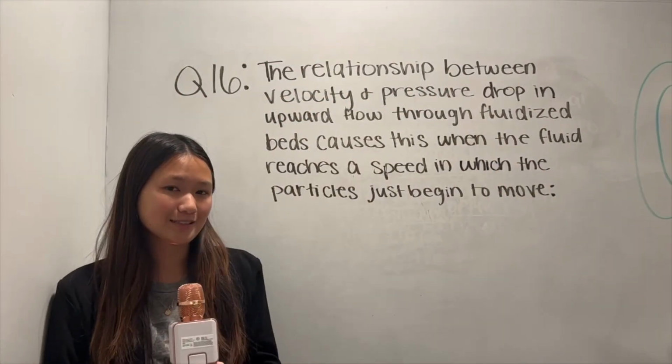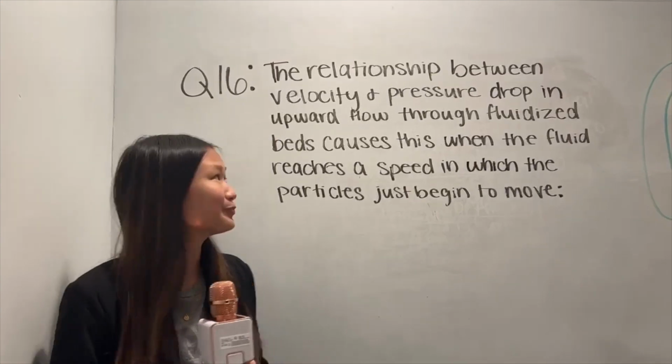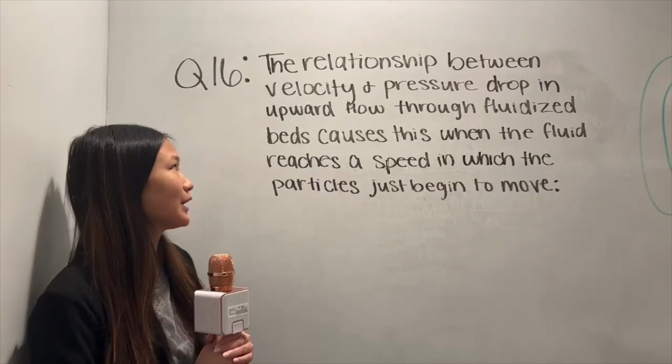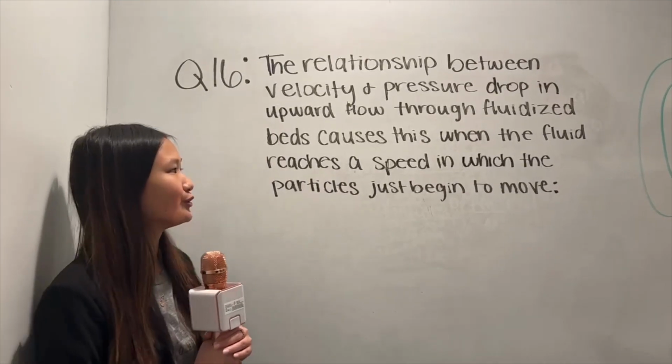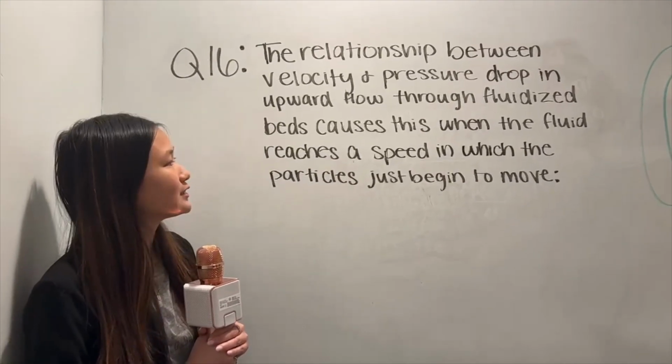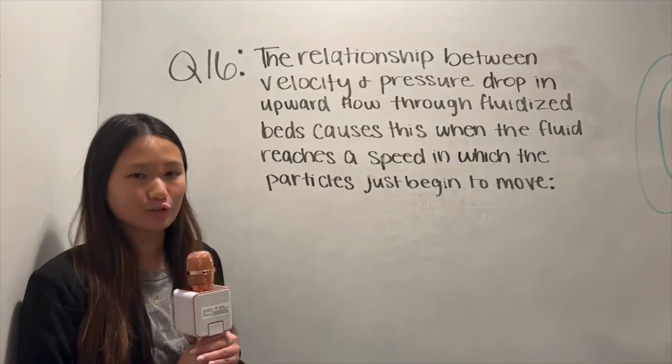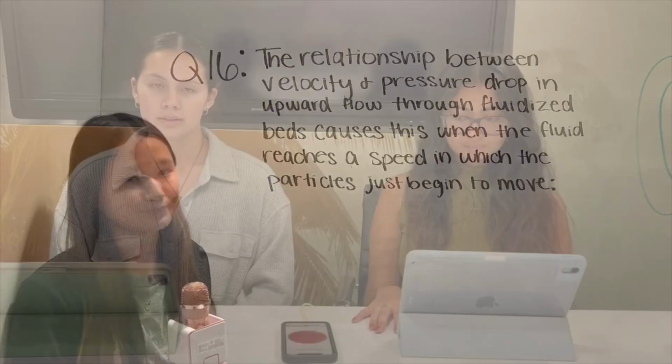And now for our second to last question, question 16. The relationship between the velocity and the pressure drop in an upward flow through fluidized beds causes this when the fluid reaches a speed at which the particles just begin to move. What is maximum fluidization? I'm sorry, but that is incorrect. What is minimum fluidization? That is correct.